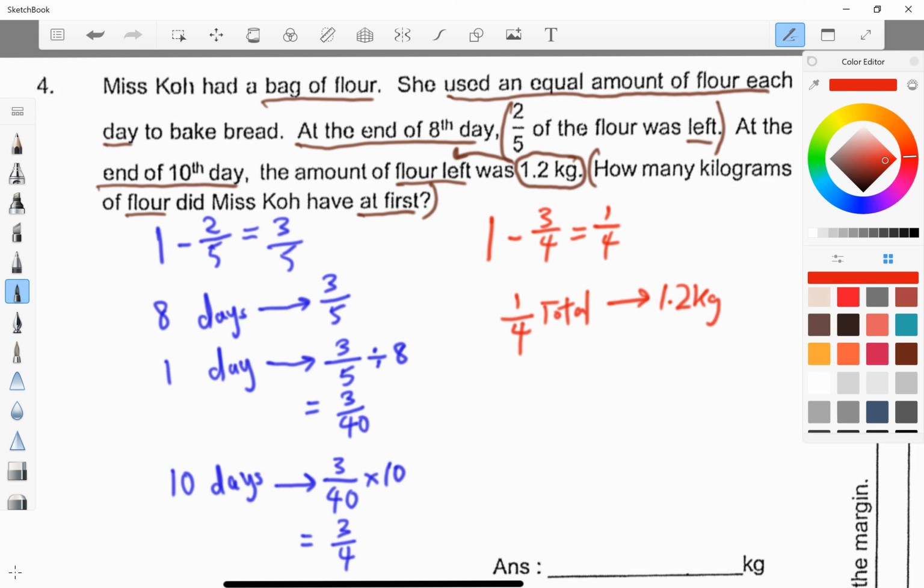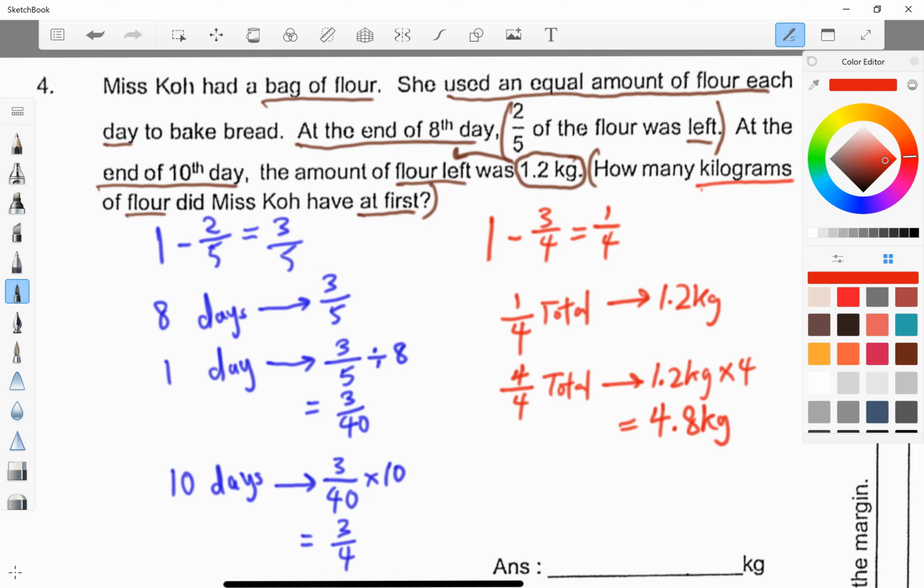So 1/4 of the total is 1.2 kilogram. And the question is requesting for us to find the total amount of flour that Miss Cole had at first, which is the 1 whole. So 1/4 of the total is 1.2 kilogram. This will mean that 4 out of 4 of the total will be 1.2 kilogram multiplied by 4. So it will be 4.8 kilograms.